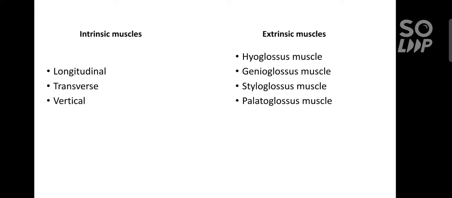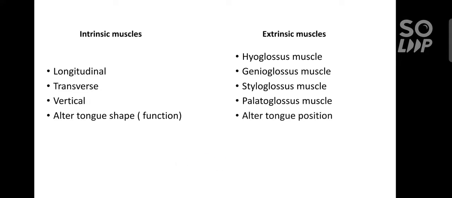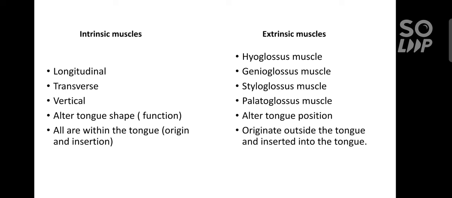Then what is the function of the intrinsic muscles and the extrinsic muscles? The intrinsic muscles alter the tongue shape. They are responsible for the tongue shape, while the extrinsic muscles alter tongue position, which is their function. What does intrinsic mean? Intrinsic means that these muscles all originate and insert into the tongue, while extrinsic means they originate from outside of the tongue and insert into the tongue, which is the main difference between intrinsic muscles and extrinsic muscles.